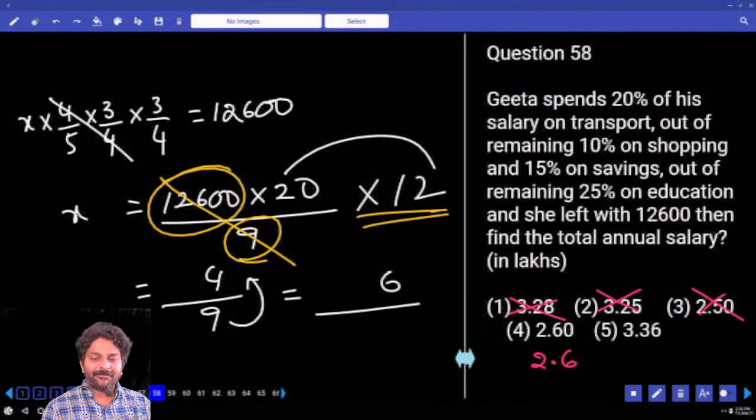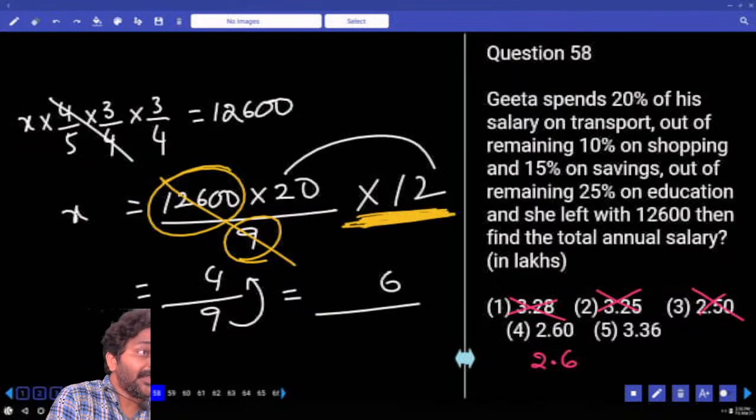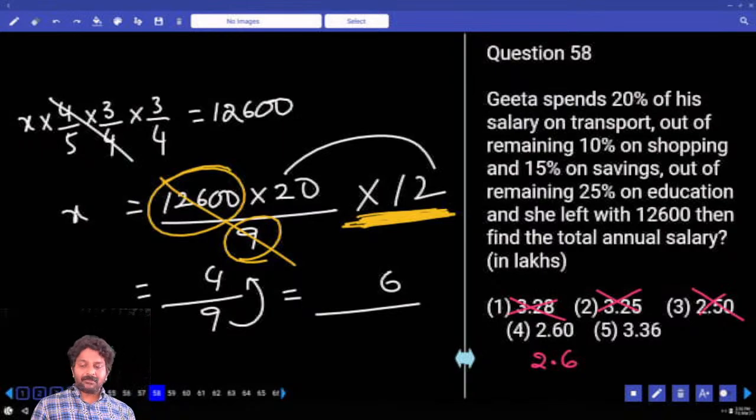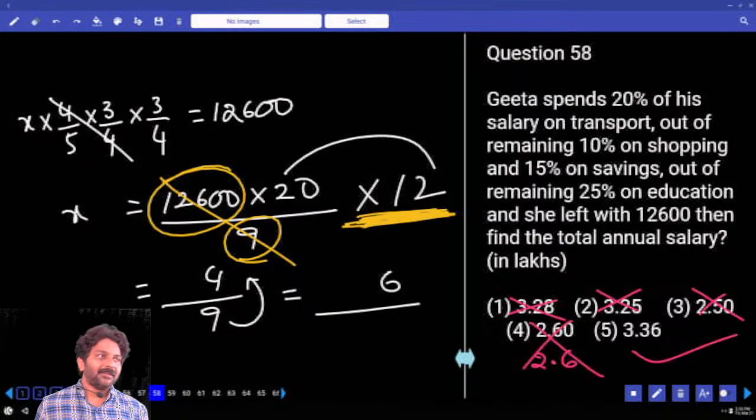A 9 multiple can be cancelled here. But still we have a leftover value, which is into 12. Is it a 3 multiple? In the denominator, do you have 3 multiples again? The answer must be a 3 multiple. Can it be the fourth option now? No. Fifth is final. Over. Done.